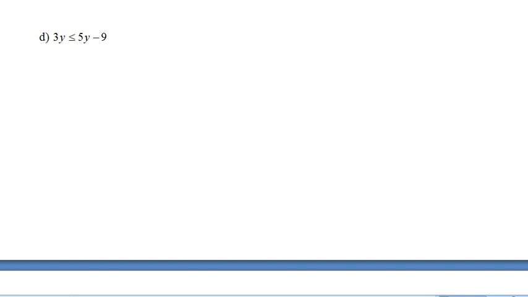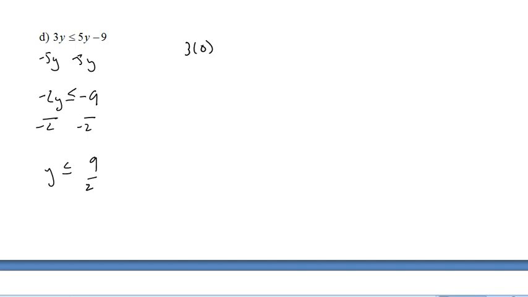Alright, this guy, I want to get the y's on the same side. I'll subtract 5y from both sides. I get negative 2y is less than or equal to negative 9. Divide both sides by negative 2. And I get y is less than or equal to positive 9 over 2. Okay, an easy number less than 9 over 2 would be 0, so let's try it with 0. 3 times 0 is less than or equal to 5 times 0 minus 9. So I get 0 is less than or equal to negative 9, which isn't true.